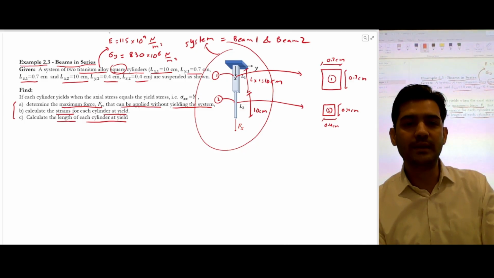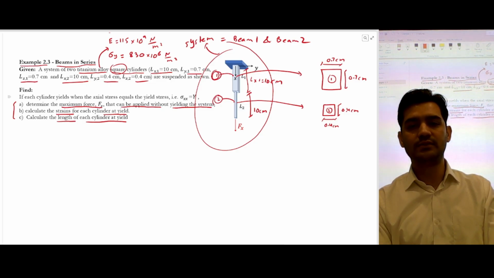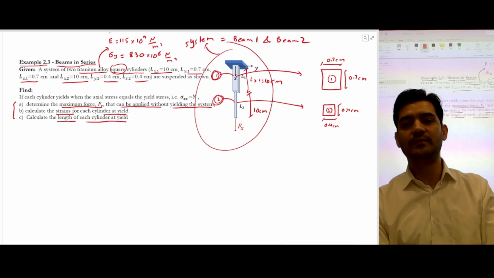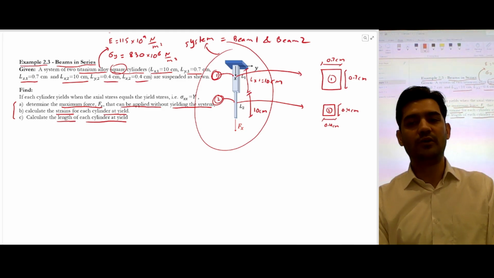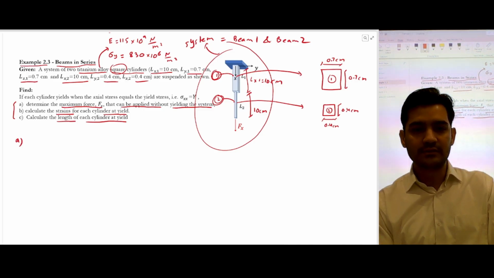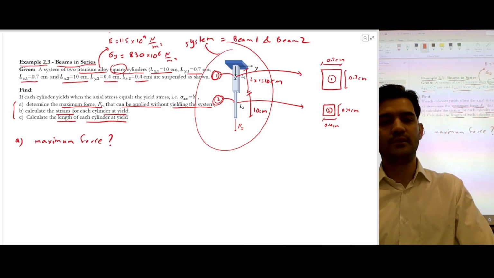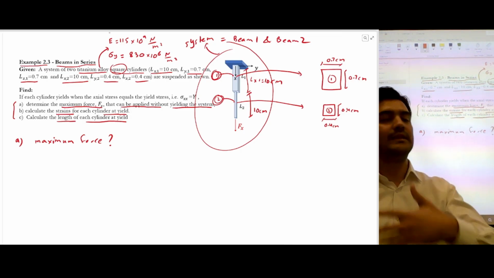So I can just quickly repeat. So it's a system of two titanium alloy square cylinders. This is 1 and this is 2, and these are square cylinders. So the dimension of the square for beam 1 is 0.7 centimeter and 0.7 centimeter. And for the titanium alloy beam 2, the dimensions are 0.4 centimeter into 0.4 centimeter. So the first question is to calculate the maximum force. The maximum force this system can take without yielding.